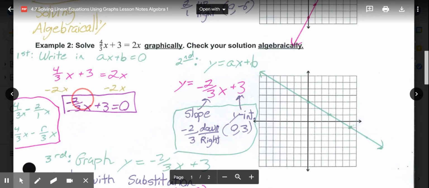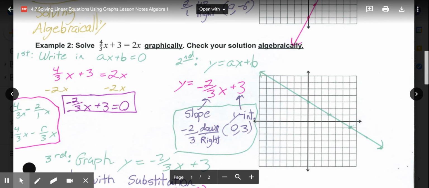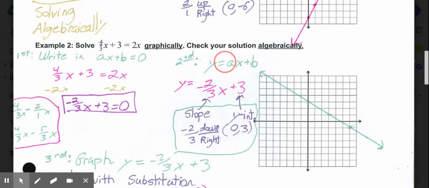So that's where this part came from. The 4/3 x minus 2x is a negative 2/3 x. So writing it in ax plus b equals 0, it'd be a negative 2/3 x plus 3 equals 0. So second then, we want to write that in the related function y equals ax plus b. So we replace the 0 with a y. So y equals negative 2/3 x plus 3.